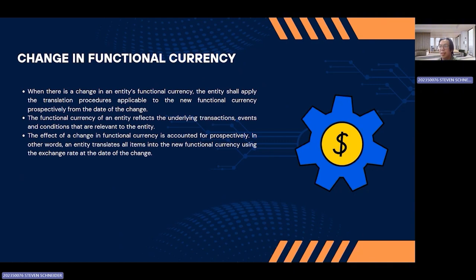For example, a change in the currency that mainly influences the sales price of goods may lead to a change in an entity's functional currency. And next, the effect of a change in functional currency is accounted for prospectively. In other words, an entity translates all items into the new functional currency using the exchange rate at the date of the change. The resulting translated amount for non-monetary items is treated as their historical cost. Exchange differences arising from the translation of a foreign operation were previously recognized in other comprehensive income.